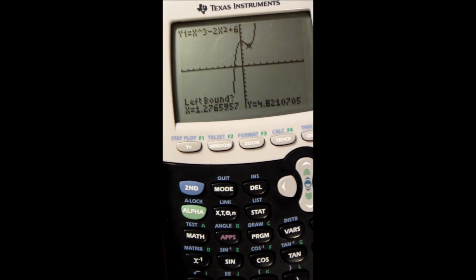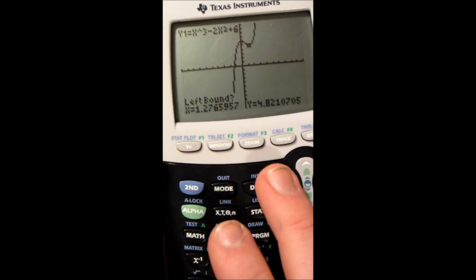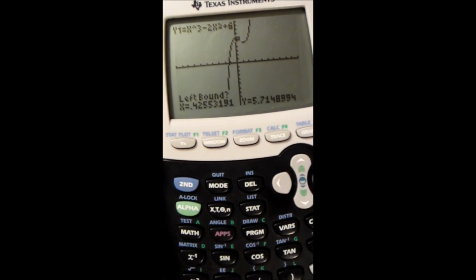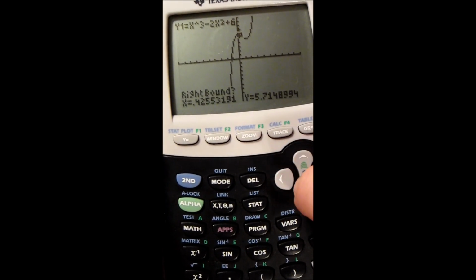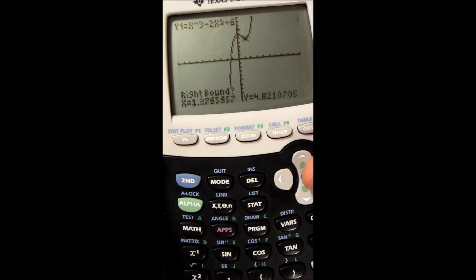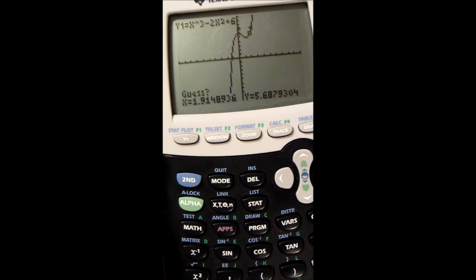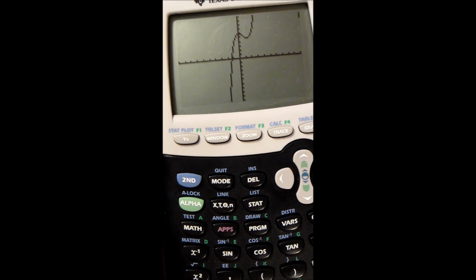Now it's going to say left bound. You take your cursor and put it on the left edge of the depression, so right about there. Now it's going to say right bound. Take your cursor and put it on the right edge of the depression, which is about there. Hit enter. Next it says guess. Just hit enter. And there's your minimum point.